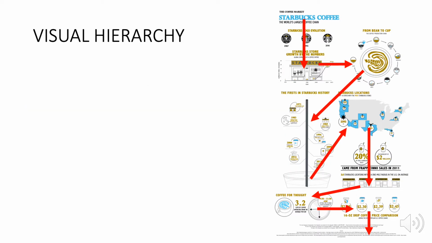Visual hierarchy refers to varying size, position, or color to convey the order of visual importance of displays. In my infographic, the reader is instantly drawn to the title, Starbucks Coffee, because of its location at the top left-hand corner of the page, large text in blue color. The reader then sees the header, the coffee market, and the subtitle, the world's largest coffee chain, as both elements are located above and beneath the title respectively.